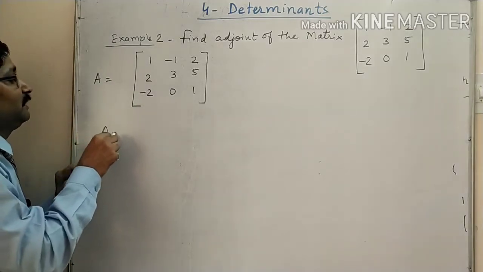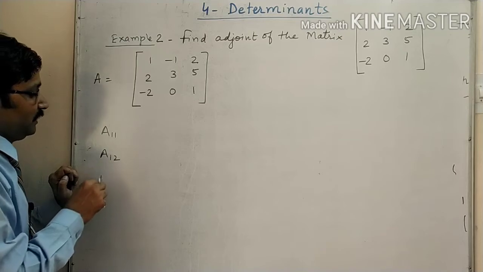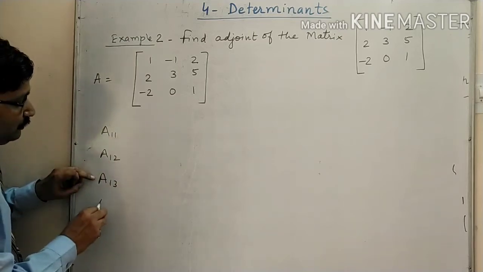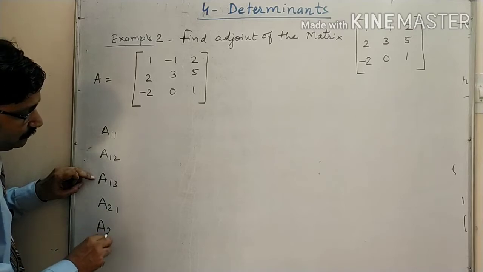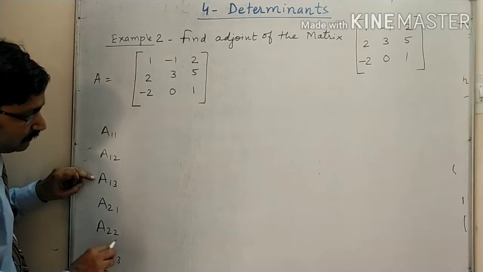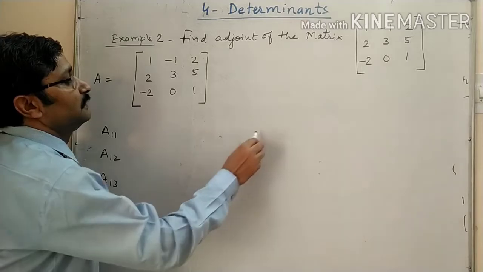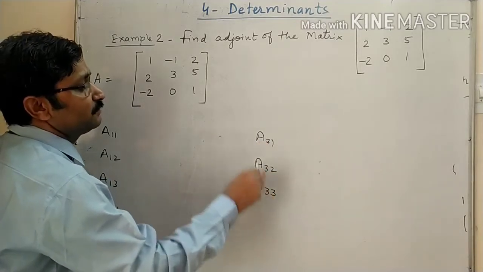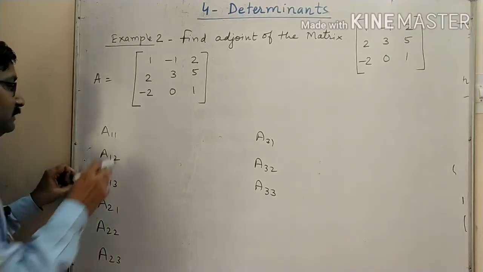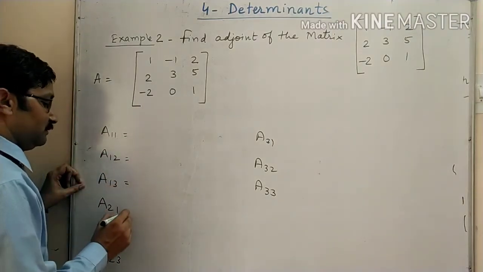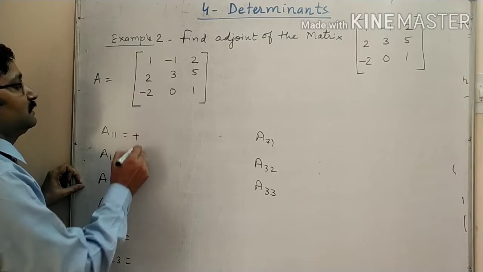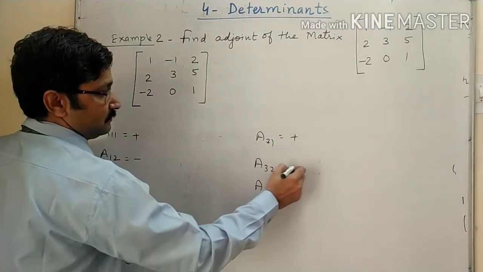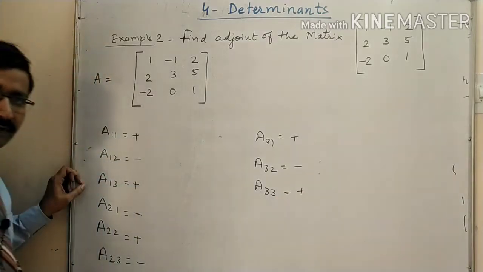The first row cofactors will be capital A11, capital A12, capital A13. Second row will be A21, A22, and A23. Then for the third row A31, A32, and A33. So look here, we can write the plus and minus signs. First, the sign we can mark here: plus, minus, plus, minus, plus, minus. This is plus, this is minus, and this is plus. So you can mark this.